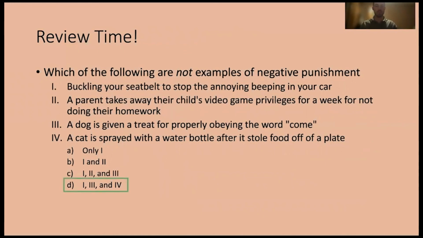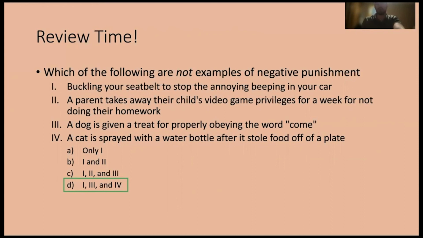So our correct answer is going to be D. That's Roman numeral 1, 3, and 4. So let's review all of the Roman numerals. So 1, buckling your seatbelt to stop the annoying beeping in your car. So if we look at what is going on, the annoying beeping in the car is the stimulus. So we're buckling our seatbelt to get rid of the annoying beeping. Buckling our seatbelt is the behavior that we want, and we are stopping the annoying beeping. So that would be negative reinforcement, because the beeping is reinforcing the behavior of buckling our seatbelt. So it's not a punishment, it is a reinforcement.